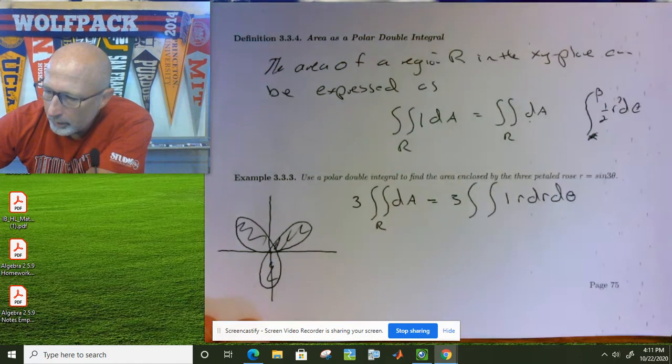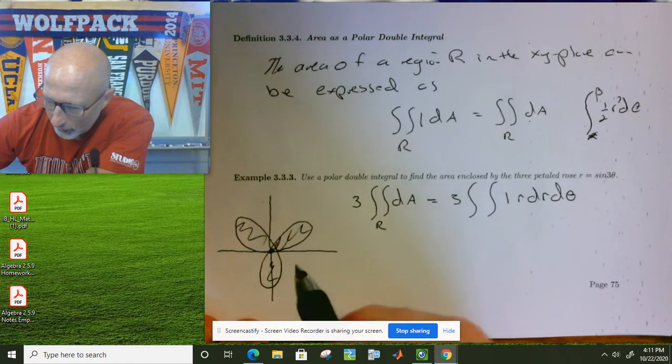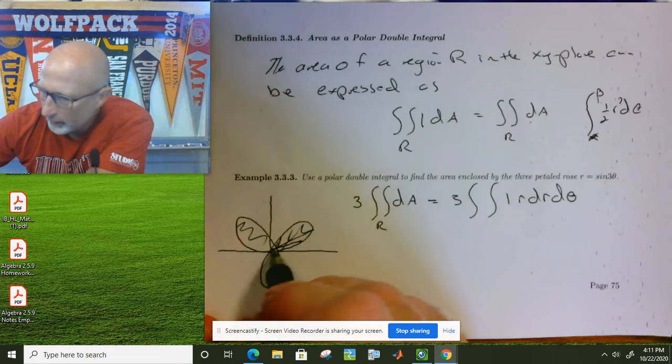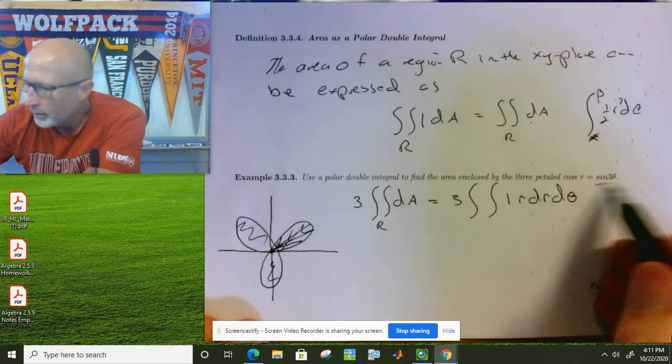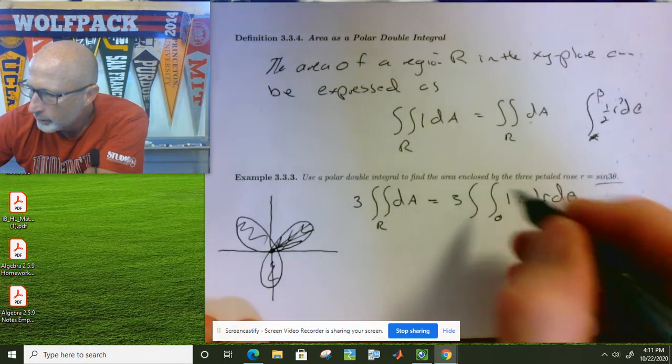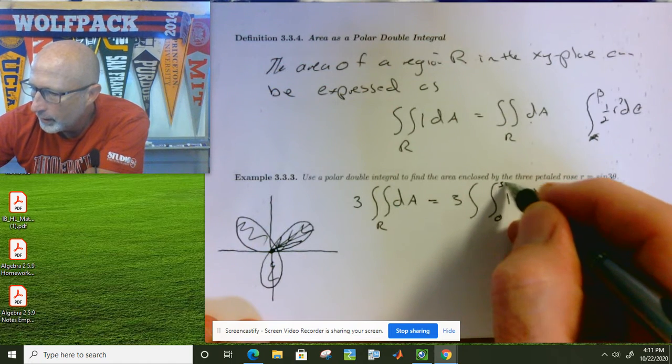And then my r, the smallest is going to be 0, and then it's going to go out to whatever that curve is, which is sine of 3 theta. So I'm going to go 0 to sine of 3 theta.